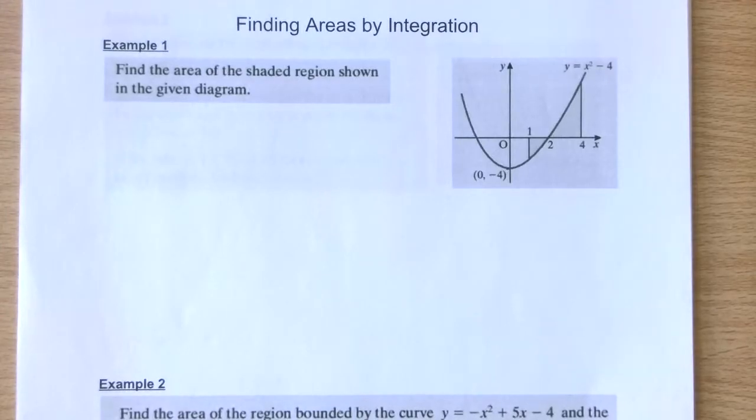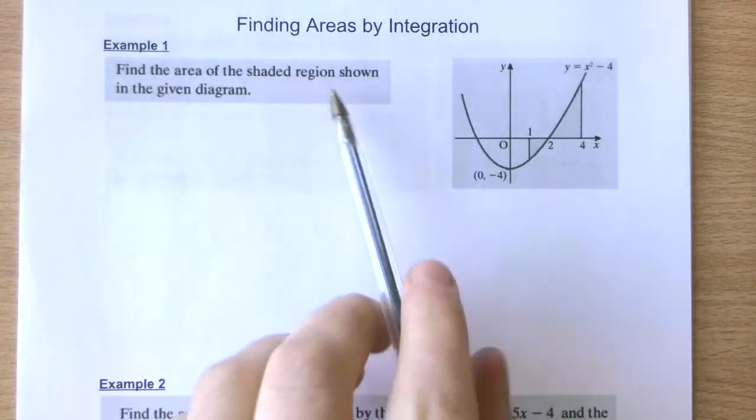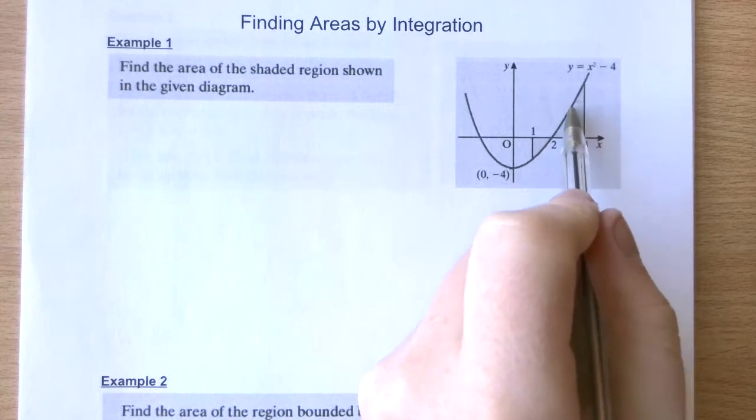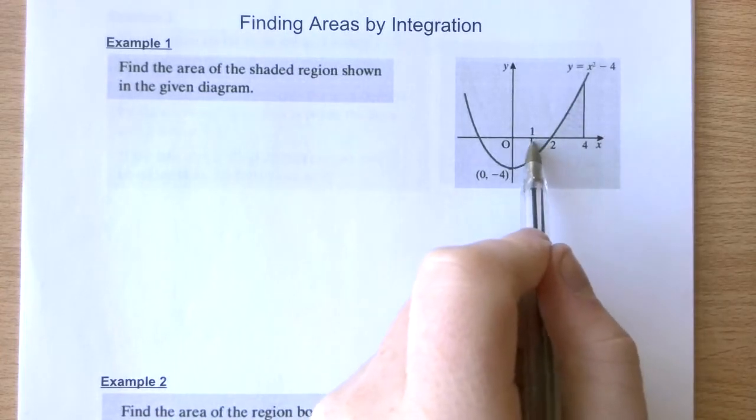This example is on finding the areas by integration. So to find the areas by integration, we'll need to do two different ones for this one here. So we have to find the area of the shaded region as shown in the given diagram. Here's one shaded region and here's the other shaded region.